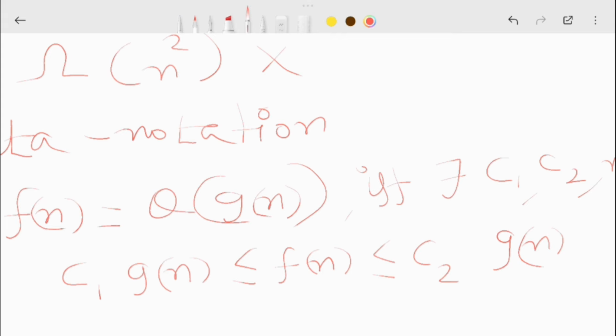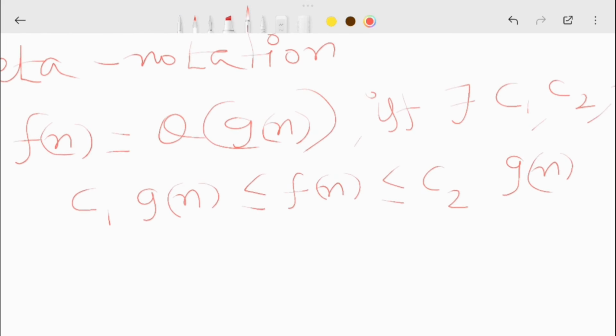So that f of n value should fall between these two bounds, c1 dot g of n and c2 dot g of n. For the same function g of n, this f of n should fall between c1 dot g of n and c2 dot g of n. So we need to find such a function g of n, and then this f of n can be represented using theta notation of that function g of n.